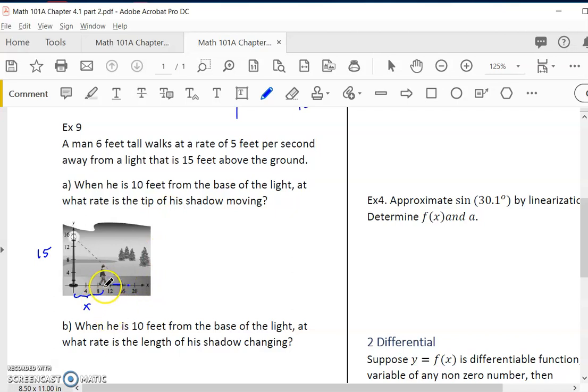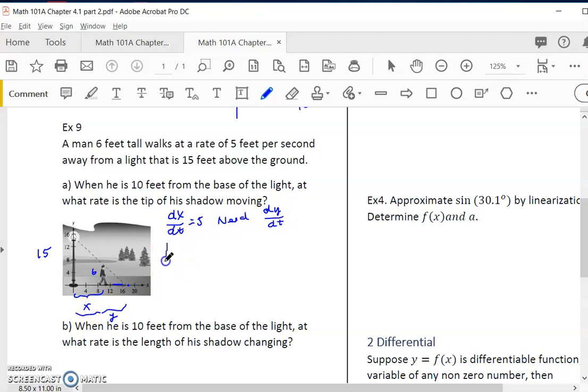It, of course, is changing when x is changing. So we would just say it is y, because it's talking about the tip of the shadow moving, relative to the lamppost, right? So then we also have 6 feet for the man, which is constant. So now, how do x and y relate? We have the man walking away, so dx/dt is 5, right? And we need dy/dt. So how do they relate?